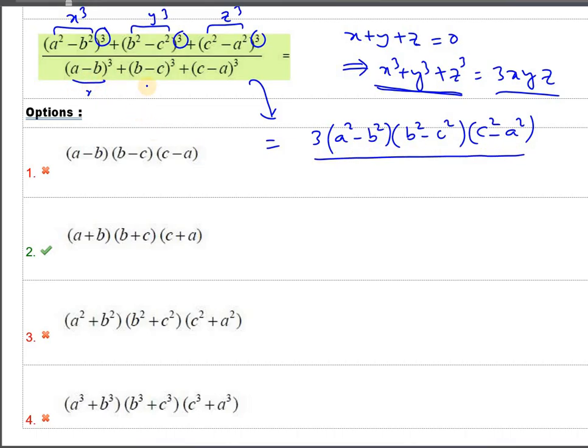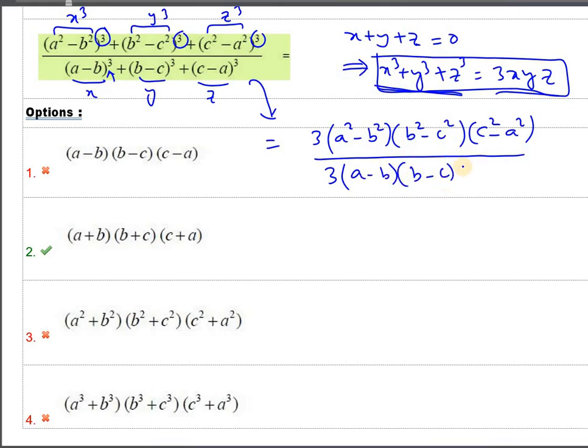This is x, this is y, and this is z. If x plus y plus z here also becomes 0, minus b plus b cancel, minus c plus c, minus a plus a, all this cancel. So x cube plus y cube, here also we are having cube, no? So here x is what? A minus b, not a square. Before, in the numerator we are having a square, b square. Here we are having a. So this becomes 3 times xyz. Same formula we are using, if x plus y plus z is equal to 0. 3 multiplied by a minus b multiplied by b minus c multiplied by c minus a.